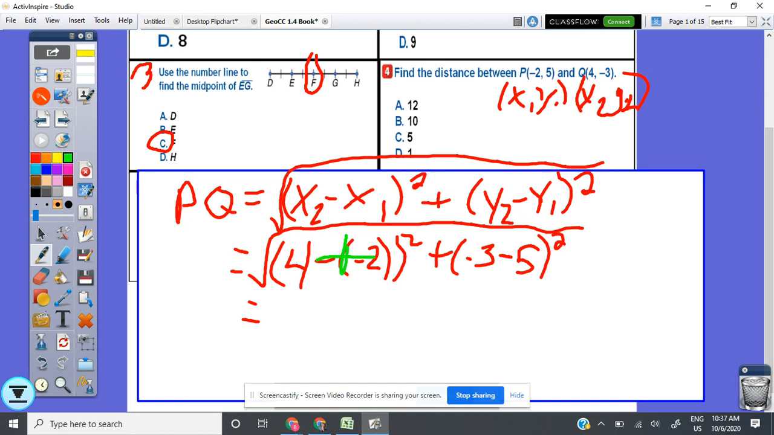Algebra says minus a negative is a plus. Miss Rosenfeld probably told you to add opposite. They're the same, so we're going to add them. Again, a double sign, so I'm going to use parentheses.